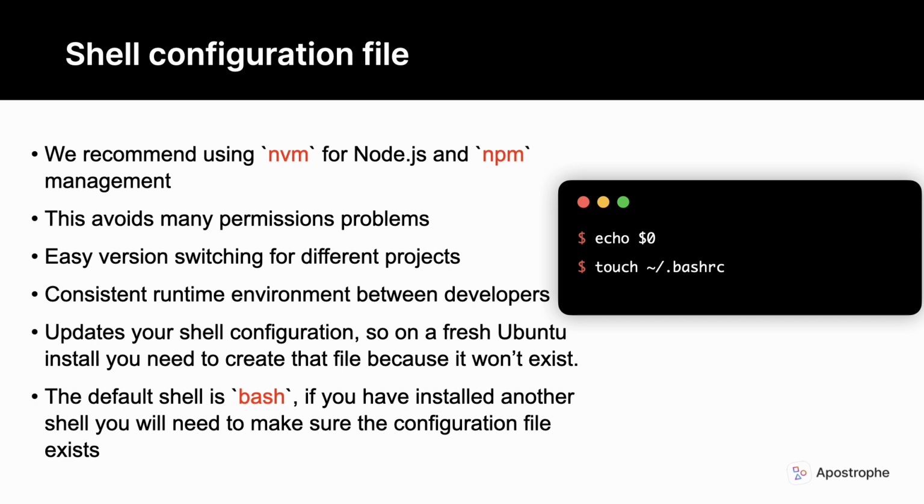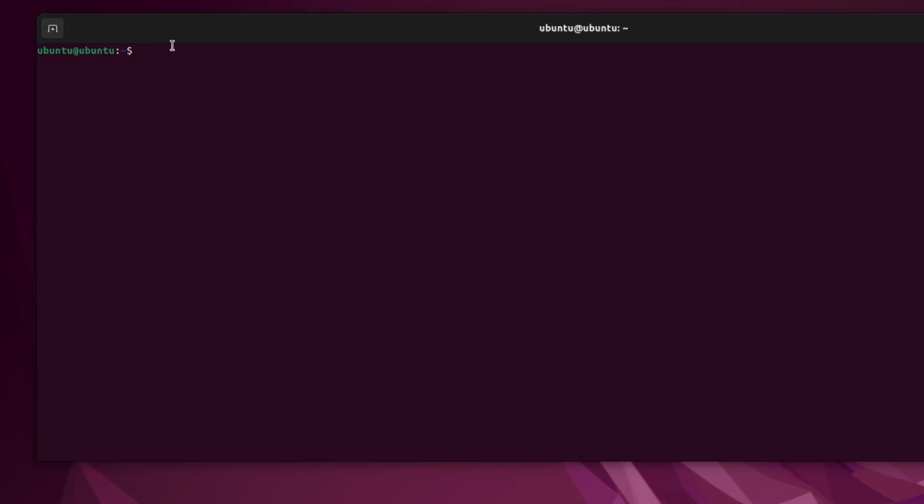The developers of NVM provide an install script at their GitHub repo. This script updates your shell configuration, so prior to running this script, you have to make sure that you have a configuration file. To check what shell you are using, run the command echo $0. If you're using Bash, which is the default for the official Ubuntu LTS distro, your system should have a .bashrc file already. If not, create it using touch ~/.bashrc.